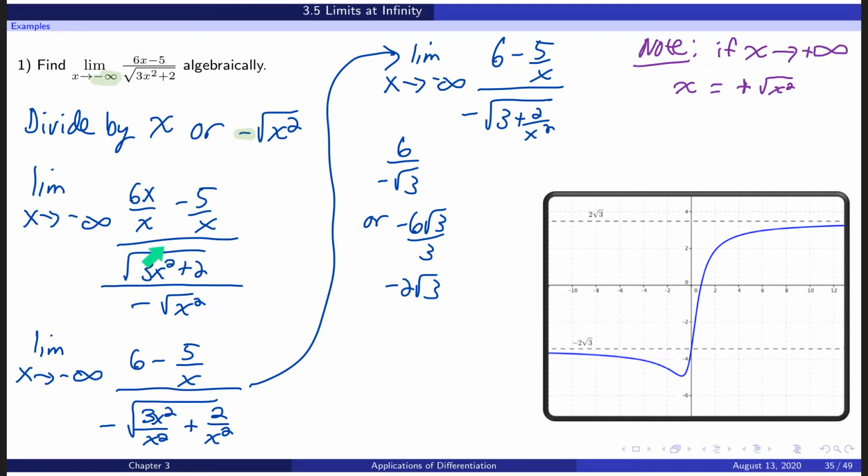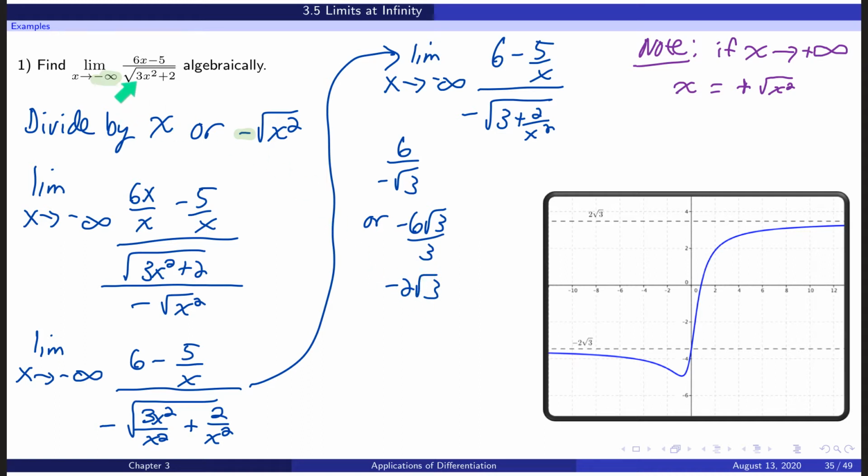The bottom, dividing by negative square root of x squared, now the x squared gets to come inside, so it's 3x squared over x squared and 2 over x squared. That reduces down to 3 plus 2 over x squared. Taking the limit as x gets huge but negative, 5 over x becomes 0, 2 over x squared becomes 0, and we're left with 6 over negative root 3. Rationalizes this, simplified as that, negative 2 root 3.